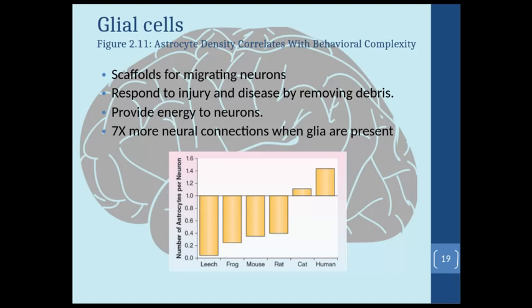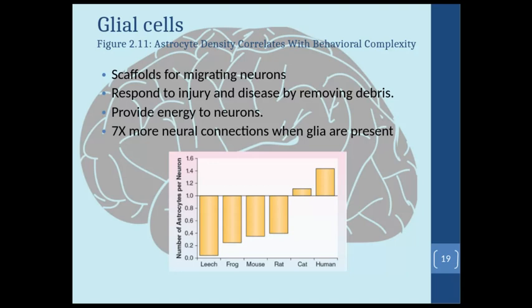So what do they do to help out? They give myelin. They move neurons to where they need to go. They nurse them back to health. They eat away at the bad stuff and help the good stuff. So they do basically everything. Scaffolding for migrating neurons, which means they provide a passageway to get them to the right spot. Respond to injury, remove debris, nurse them back to health, provide energy, and we see 7 times more neural connections when glia are present. So glial cells are the ultimate helper cells.